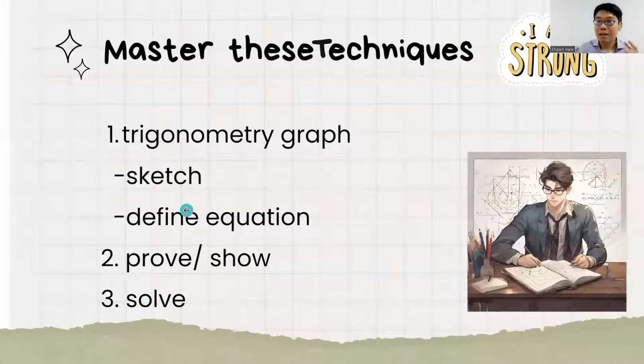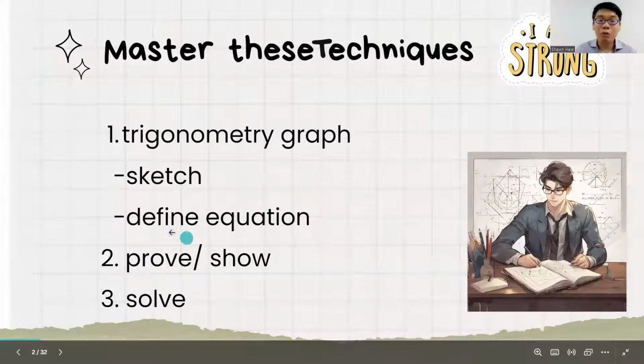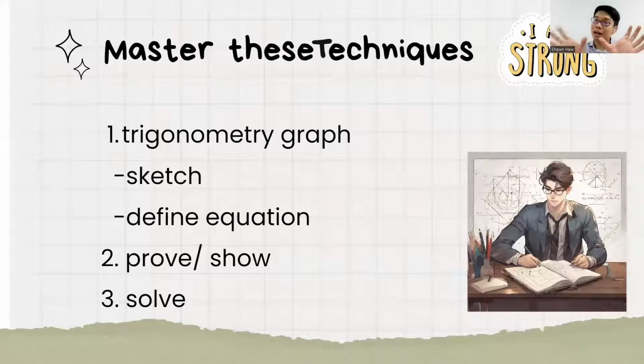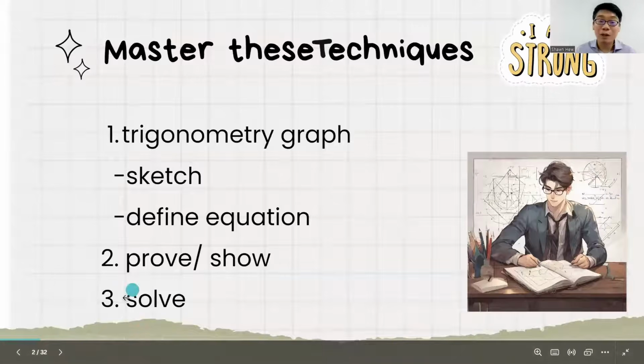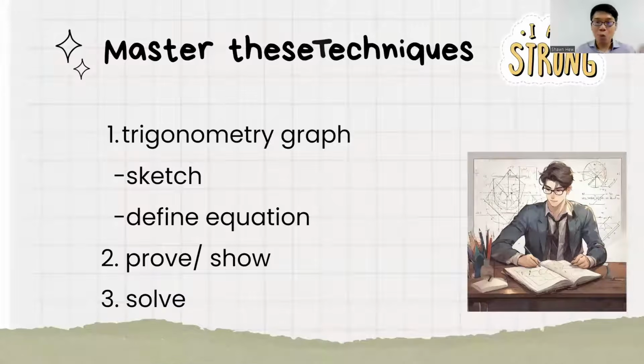And second, if I give you a graph, are you able to tell me what the equation of this graph is? Second technique, you need to be able to prove or show that this trigo equation equals another trigo equation that is given, so it involves some trigonometric relationships. Last, we need to solve for the unknown in trigonometry. So we'll go one by one and master them together.